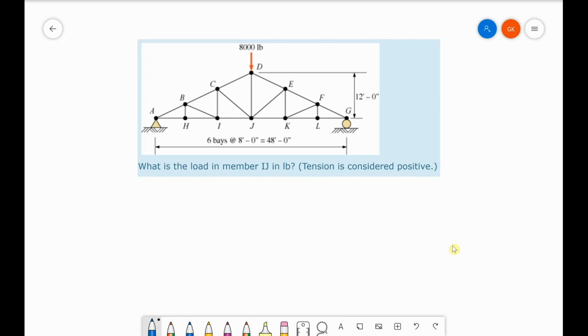Hello everyone, welcome back. We're going to be doing another problem from Group Quiz 8. This time using the same picture, but it was asking for the force in member BC in this picture. So let's get to it. We can solve this problem.